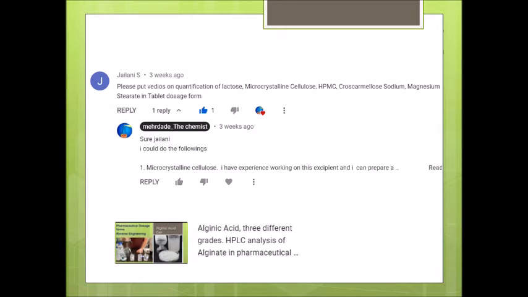Now, I'm showing you the comment by one of the viewers. I think the name is Jalanes, and the comment says that please put a video on quantification of lactose, microcrystalline cellulose, HPLC, magnesium stearate, and it seems like these are the list of inactive ingredients in one of the formulations that he's working on. So I read the comment. I replied that yes, I will do some of them, and I'm going to do magnesium stearate only today, and probably I will do some other ones.